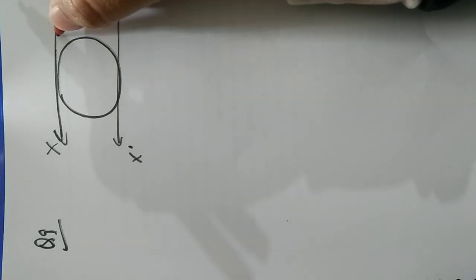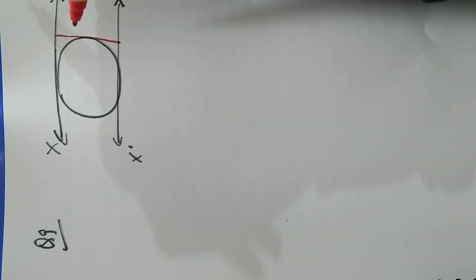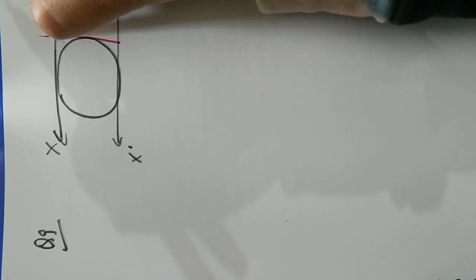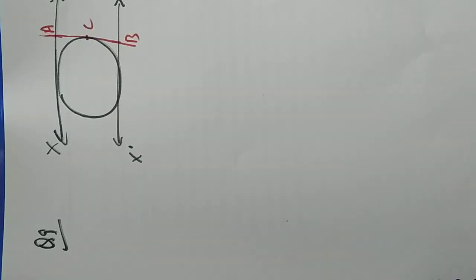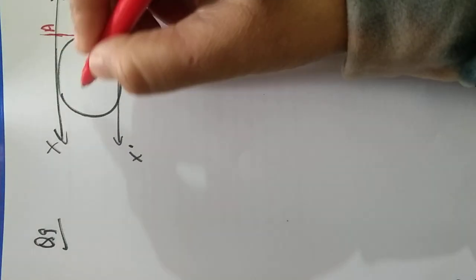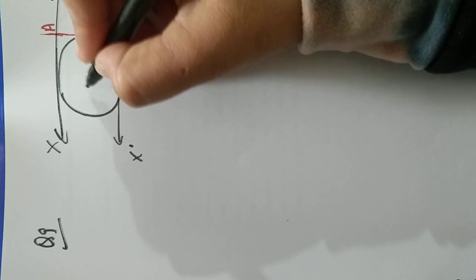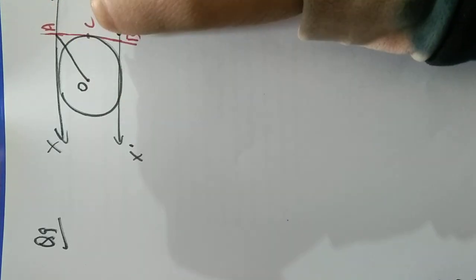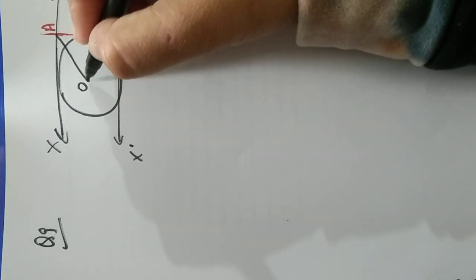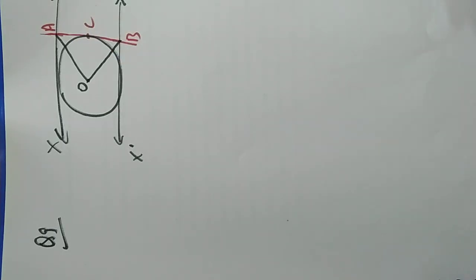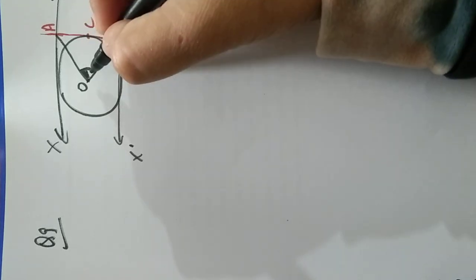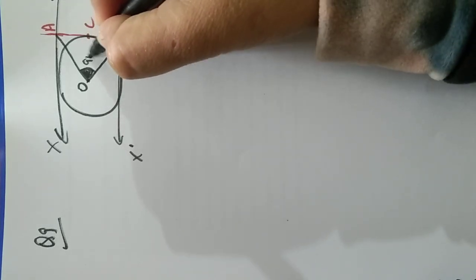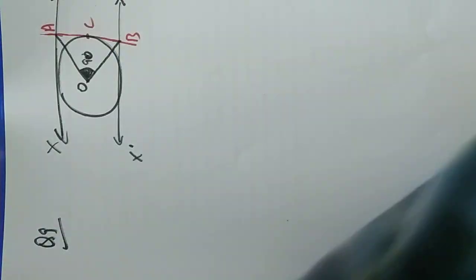There is one more tangent AB. Let us mark this tangent as A and B, whose point of contact is given to us as C, intersecting X'Y' at A and B. Now we have to prove that angle AOB is equal to 90 degrees. So this is my A, O and B. According to the question, we have to make this angle of 90 degrees. Now let us do the construction.